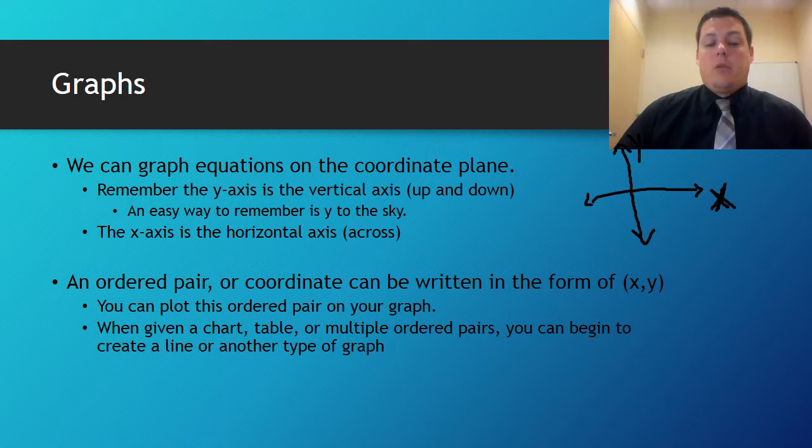An ordered pair or coordinate can be written in the form of x comma y. So if we have a coordinate 1 comma 2, that tells us we're going to go in the x direction 1 and in the y direction 2, and that's where we're going to plot our point. So we're going to go across to the right 1 because it's positive and up 2 because it's positive. So when given a chart, table, or multiple ordered pairs, this is when you can begin to create a line or other graphs, which we will be getting into.